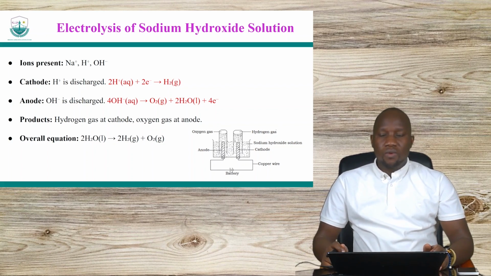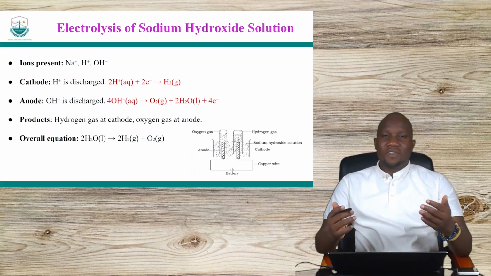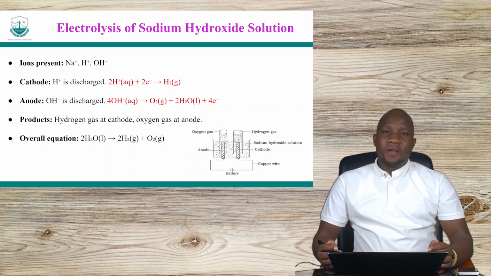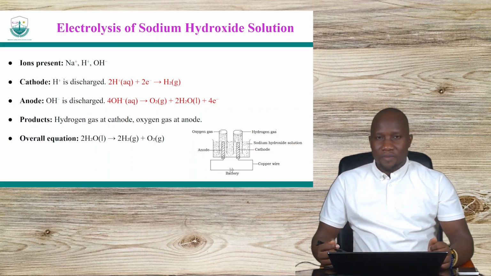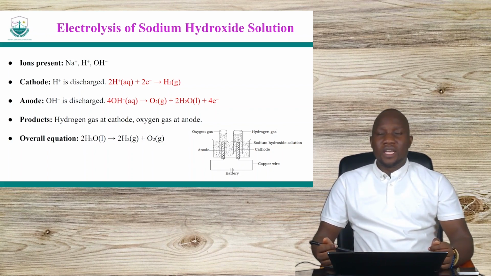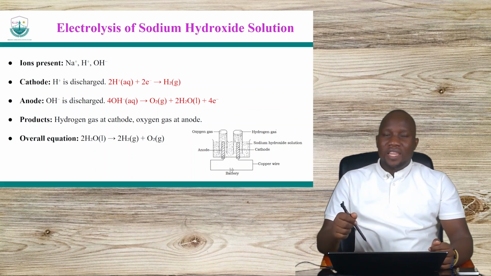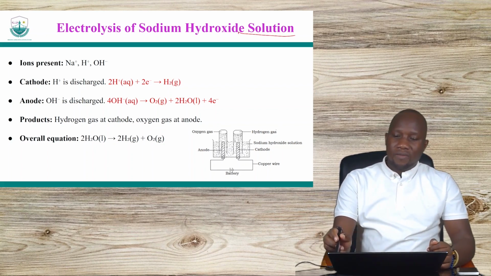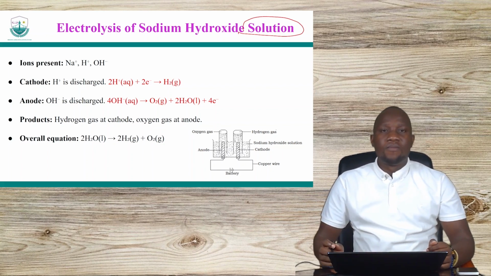So let's move to the electrolysis of sodium hydroxide solution. The first rule, when we are talking about electrolysis of any substance, is to first know the ions present. That means you need to know the electrolyte there, and then know whether that electrolyte has water in there or doesn't have water in there.